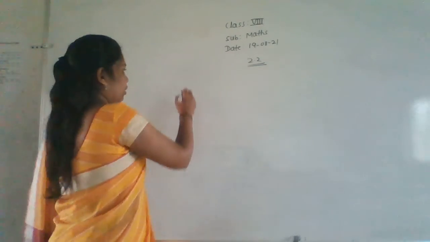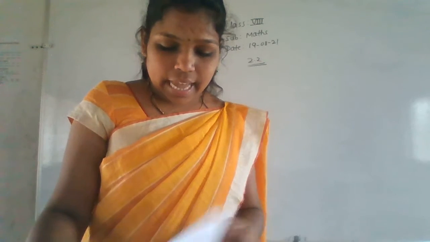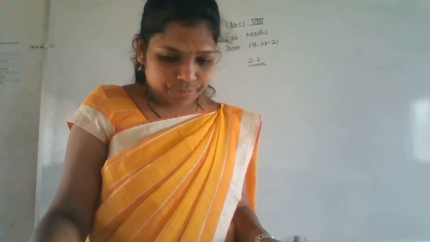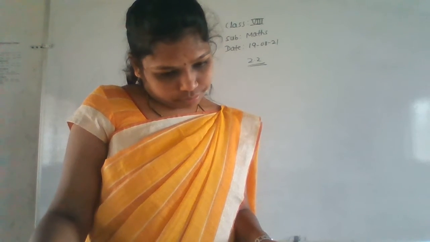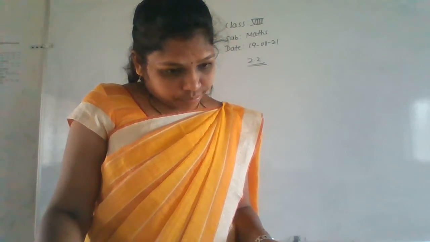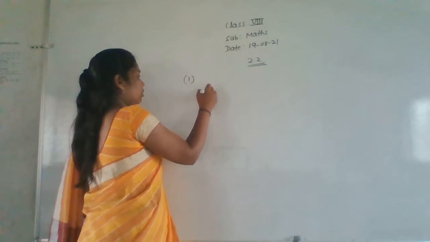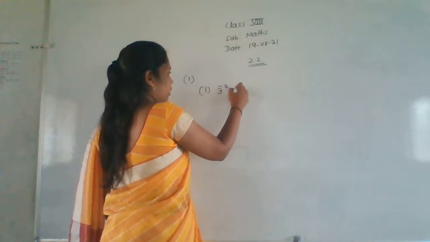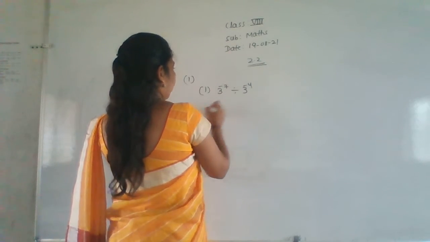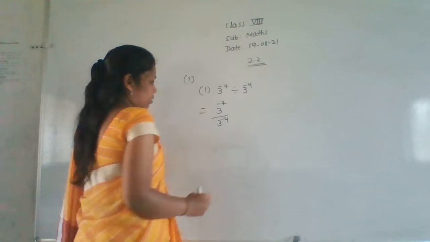In that, the first one is: use the laws of exponents and simplify the following, they are asking here. First one, 3 to the power minus 7 divided by 3 to the power minus 4.